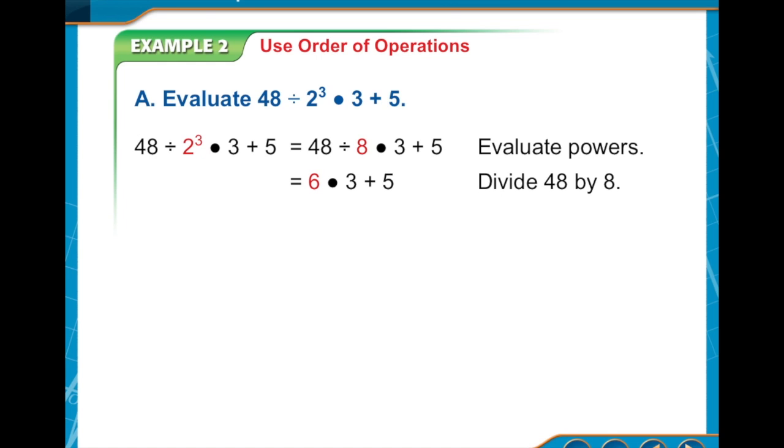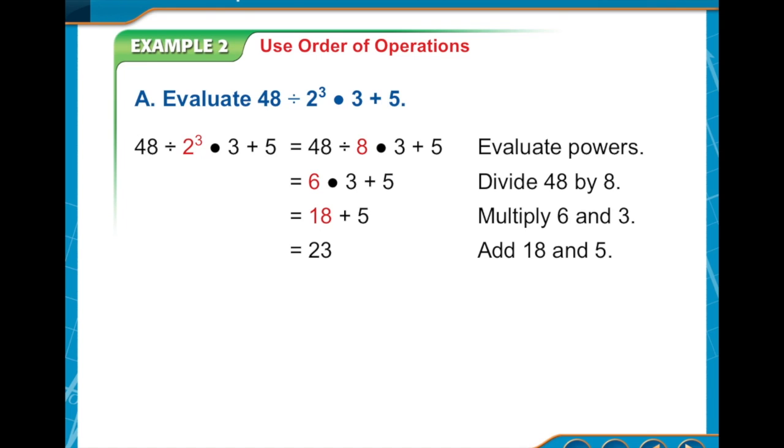So 48 divided by 8 gives us 6. And we know we can do 6 times 3, which will give us 18. So now we've done parentheses, exponents. We've multiplied, we've divided. Now the only thing left is add or subtract. So let's go ahead and add 18 plus 5, and we get 23.